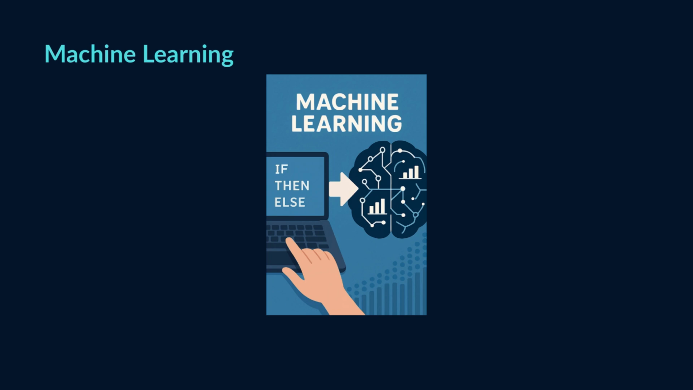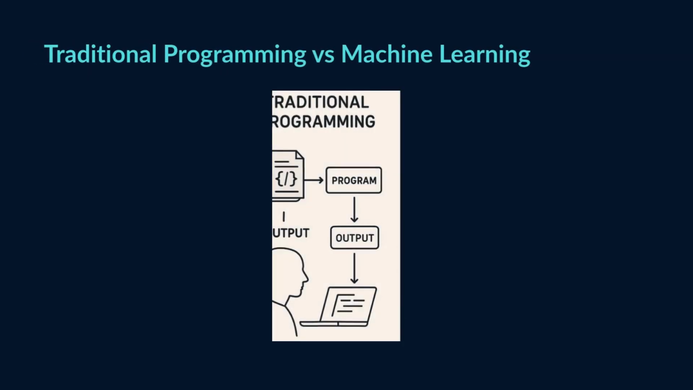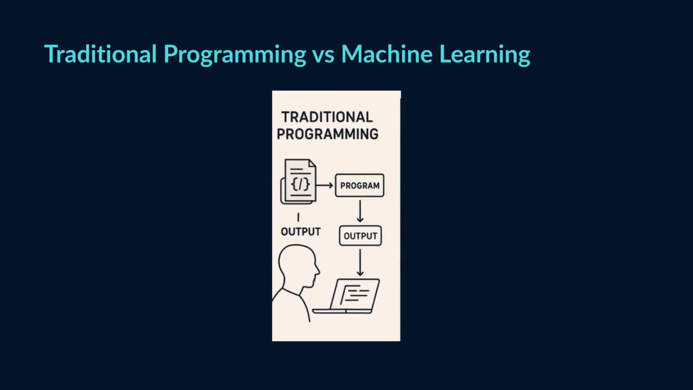Let's break this idea down to understand it more clearly. Traditional programming versus machine learning. In traditional programming, we give computers clear instructions for every possible scenario. For example, if you wanted to write a program to determine whether a message contains the word urgent, you would explicitly tell the computer: search for the word urgent. If found, display an alert, otherwise do nothing. Every rule has to be written by a human.